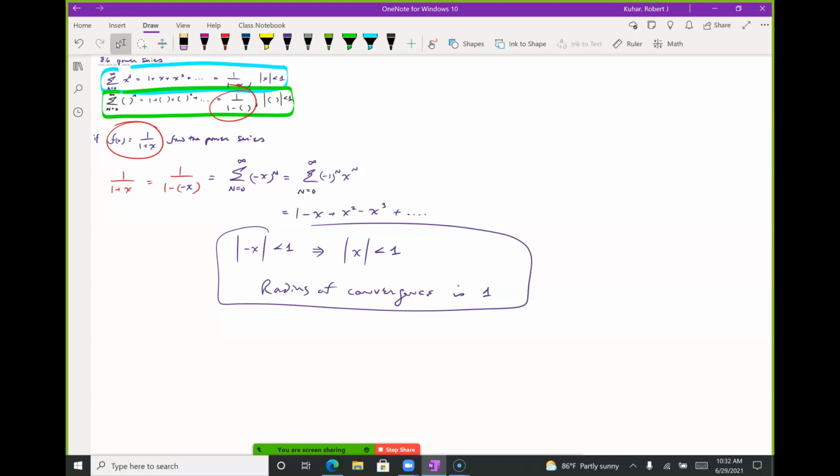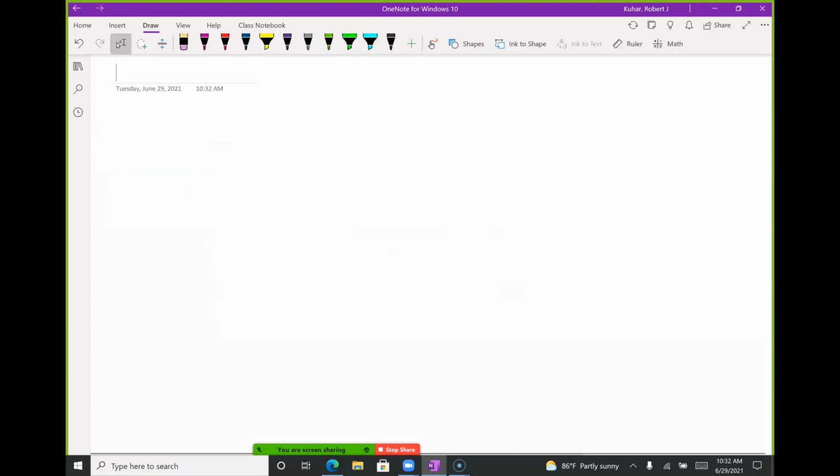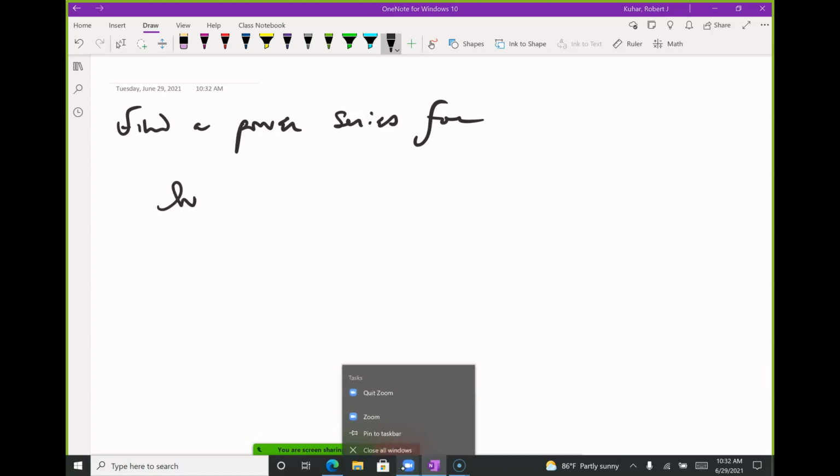Alright, let's see what we can do. Let's do an easy one of the more difficult. I want to create a power series for an ln function. So let's find a power series for, let's say, ln of, let's make it easy, 1 plus x.